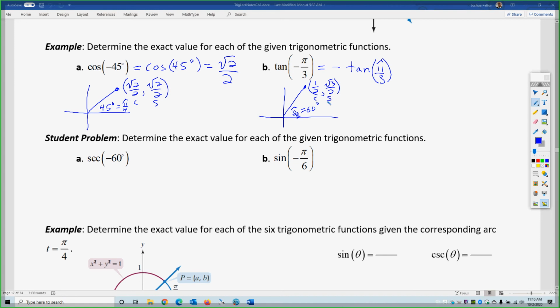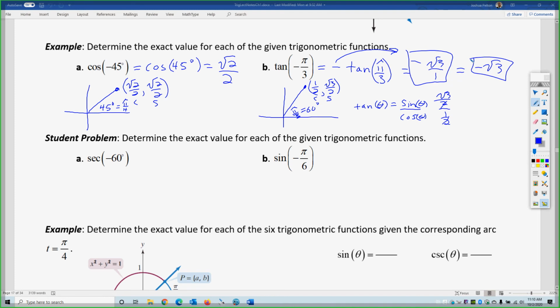But wait a minute, we want tangent. But isn't tangent, using our identities, sine over cosine? Right, so we have root 3 over 2 over 1/2. So I end up having root 3 over 1 when we cancel, but I still have that negative on there I have to worry about, right? So I have negative root 3 over 1, or just simply negative root 3. If you did it on a calculator, it's not going to give you root 3, they'll give you the decimals that go on forever, because it's irrational, of course. Alright, pause the video, try the student problem for yourself.